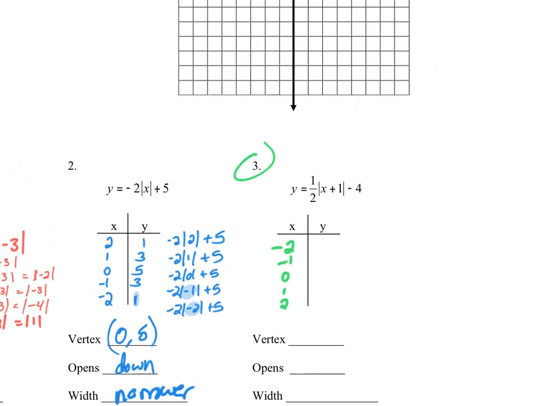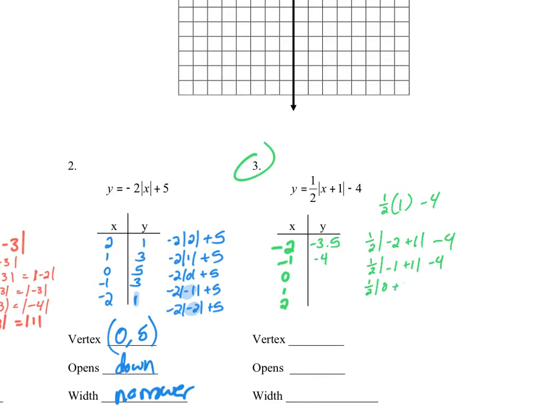So if x is -2, it'd be 1/2 times the absolute value of -2 plus 1 minus 4. So -2 plus 1 is -1. The absolute value of -1 is 1. So this will be 1/2 times 1 minus 4. This will be -3.5. Then we do 1/2 times the absolute value of -1 plus 1 minus 4. -1 plus 1 is 0. And 0 minus 4 is -4.